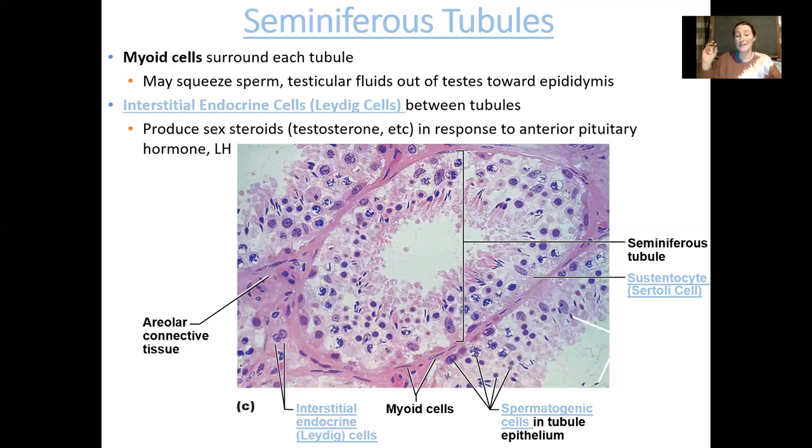And so it is the interstitial endocrine cells on the outside of the seminiferous tubules that produce the sex steroids, so testosterone, androstenedione, even things like estrogen and progesterone can also be produced by the testes. And so these are triggered to produce these sex steroids by the hormone LH, or luteinizing hormone.